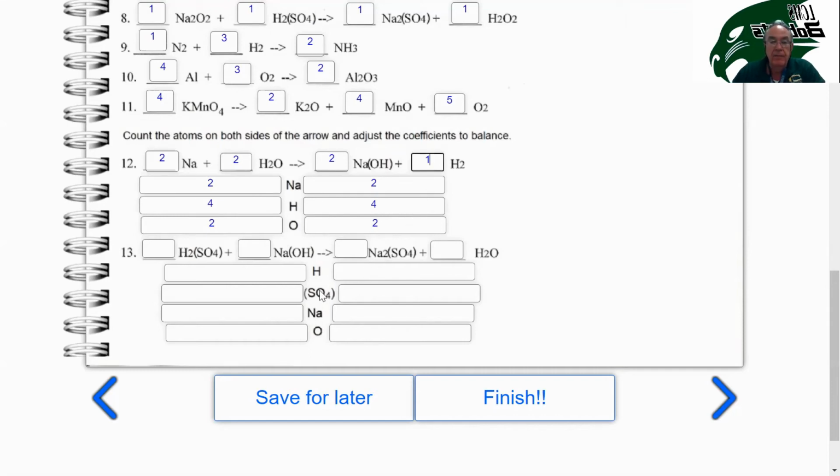Put a 1 here. Okay, now over here, I have 2 hydrogens. I have 1 SO4. I have 1 sodium. And then I have 1 oxygen. And I have 1 more hydrogen. Okay. Over here, I have 2 sodiums, Na2. I have 1 SO4. And in the water molecule, I have 2 hydrogens and 1 oxygen.